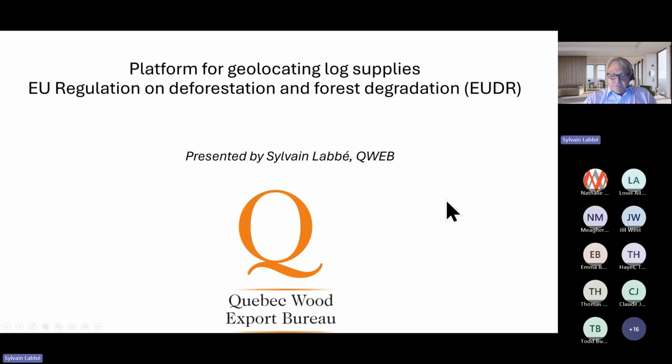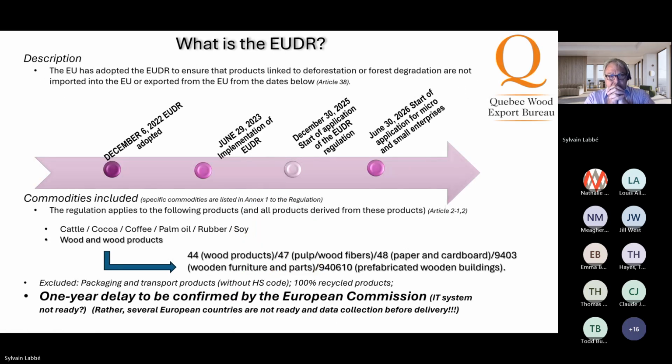Very good. So I will go around EUDR, just a little 5 minutes to explain what it is exactly, a wrap up. So EUDR is a regulation adopted by EU to ensure that products linked to deforestation or forest degradation are not imported into the EU or exported from the EU.